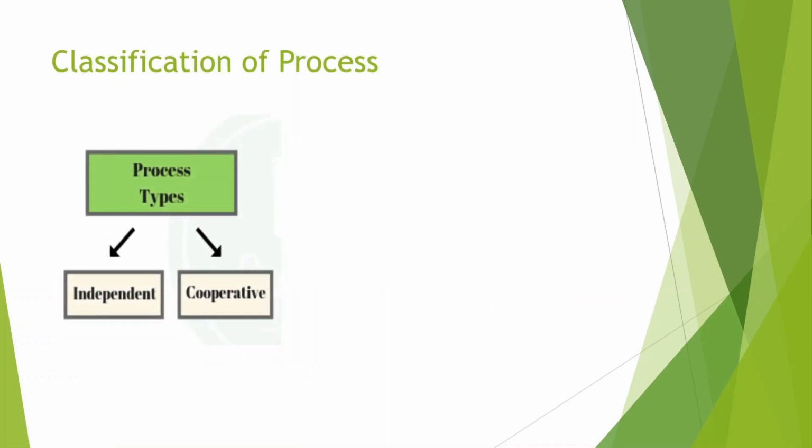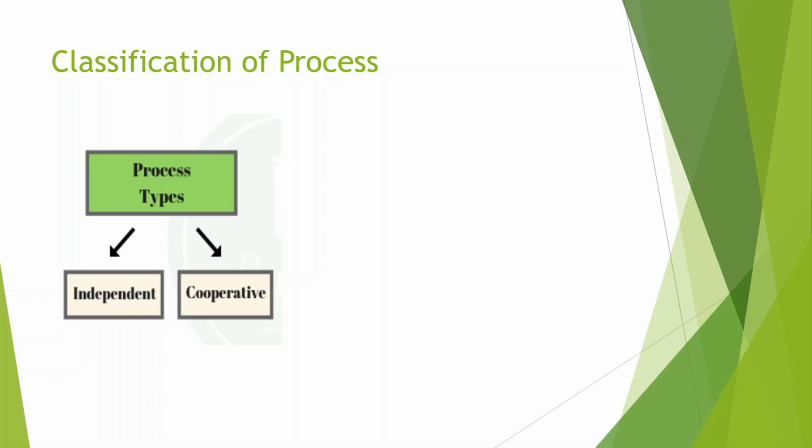So coming to the classification of process. There are two types of process, independent and cooperative process. So what is an independent process? Independent process cannot affect or be affected by other processes. They do not share any data with other processes. What is a cooperative process? When a process shares variables, memory buffer, code, resources with other process, we call it cooperative process.